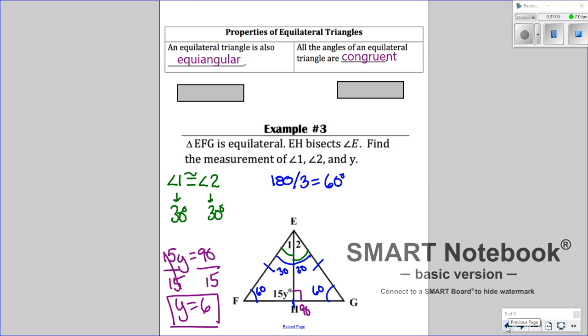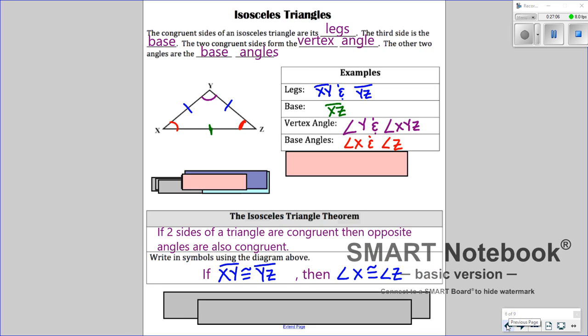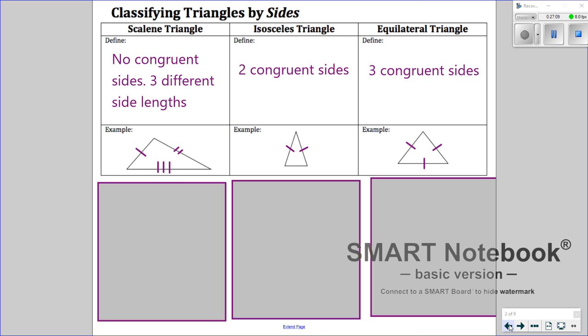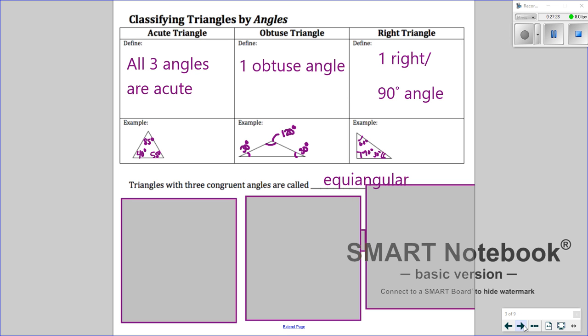All right. So we are at the end of this lesson. And just as a recap, we learned about how triangles can be classified by sides and angles. 3 types of triangles: scalene, isosceles, equilateral. Equilateral means all congruent sides. Isosceles means 2 congruent sides. And scalene means none of the sides are congruent. They're all different. With angles, we have acute triangle, which means less than 90. Obtuse triangle, at least one obtuse angle that's bigger than 90, less than 180. And a right triangle, which is 90 degrees. And triangles with congruent angles are called equiangular.